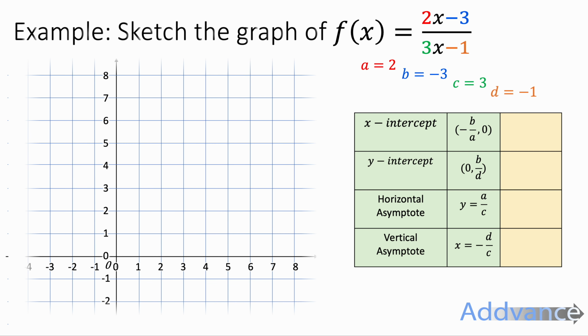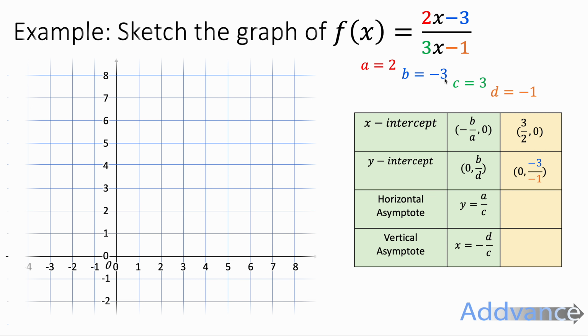So we'll sketch the graph of f of x equals 2x minus 3 over 3x minus 1. Here, a is 2, b is minus 3, c is 3, and d is minus 1. And you know the x-intercept is minus b over a. b is minus 3, a is 2, so minus b over a is minus minus 3 over 2. The minus becomes positive, and it's 3 over 2, 0.